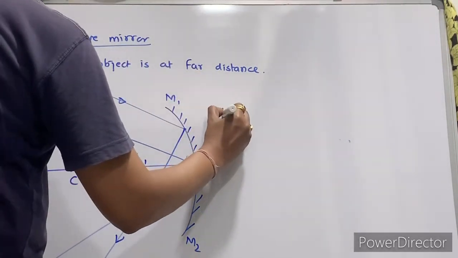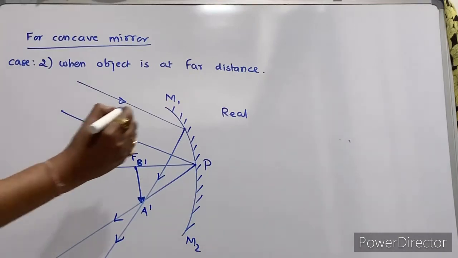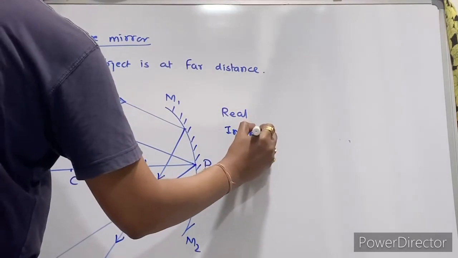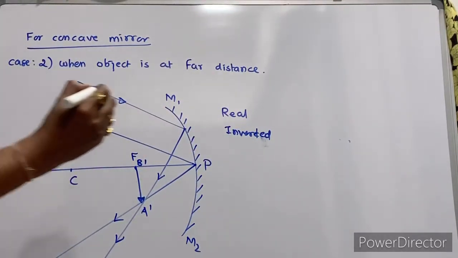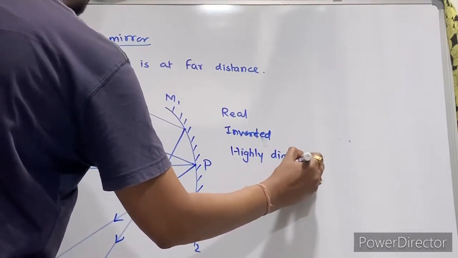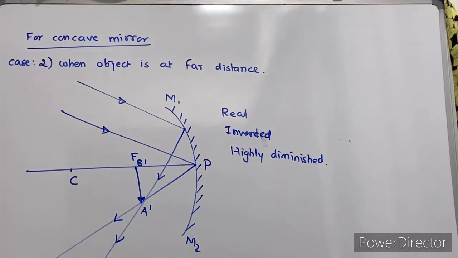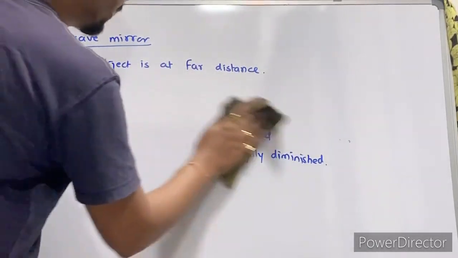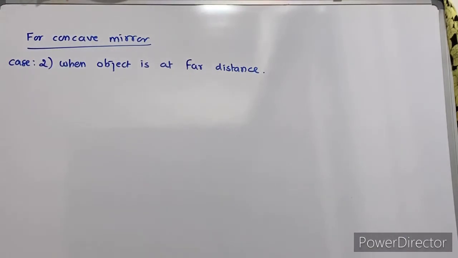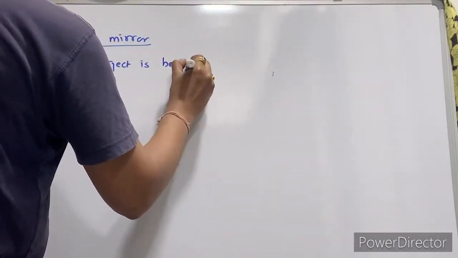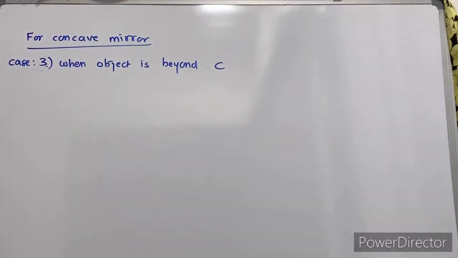So I can write, the image will be real because of actual intersection, it is inverted as compared to the object, and it is highly diminished. So these are the characteristics of the image formed, right? This is about the second ray diagram. Now we'll go with the third ray diagram. What does the third case say? When the object is placed beyond C.